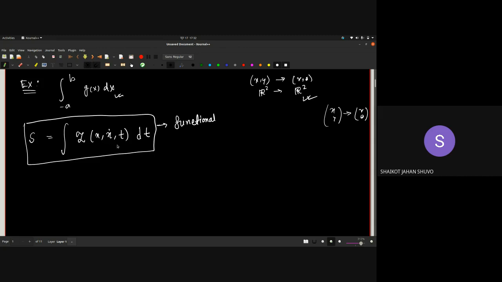So what can be an example of this action? Well, the action of a harmonic oscillator, you write the Lagrangian as what? T minus V, kinetic energy minus potential energy. So the kinetic energy is what? Can anyone tell me? What is the kinetic energy of a harmonic oscillator?